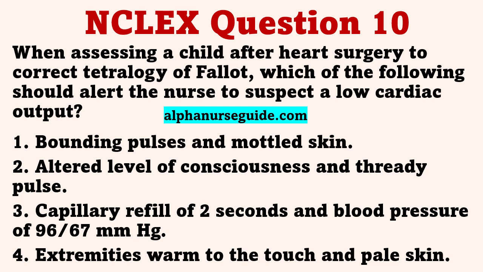When assessing a child after heart surgery to correct tetralogy of Fallot, which of the following should alert the nurse to suspect a low cardiac output? 1. Bounding pulses and mottled skin. 2. Altered level of consciousness and thready pulse. 3. Capillary refill of 2 seconds and blood pressure of 96/67. 4. Extremities warm to the touch and pale skin. The correct answer is 2.